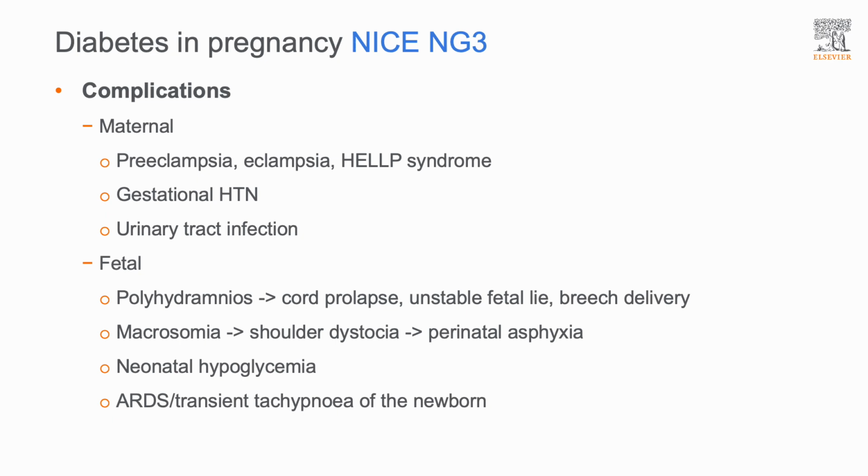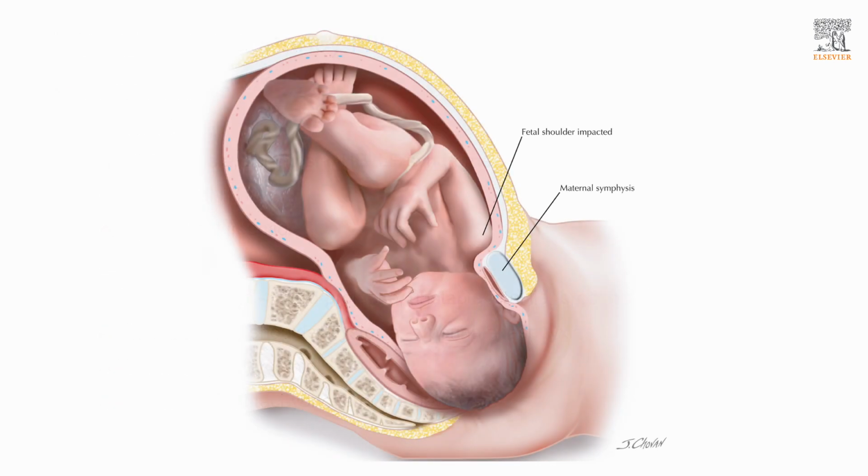The pathology of this is where maternal hyperglycemia leads to fetal hyperglycemia, leading to hypertrophy and hyperfunctioning of the beta cells, fetal and neonatal hyperinsulinemia, which subsequently leads to transient hypoglycemia after birth when the maternal glucose supply stops. And diabetes in pregnancy also increases the risk of ARDS and transient tachypnea of the newborn. This image is a representation of shoulder dystocia, and here we can see the anterior shoulder of the macrosomic baby impacted behind the maternal symphysis, arresting the progression of labour.